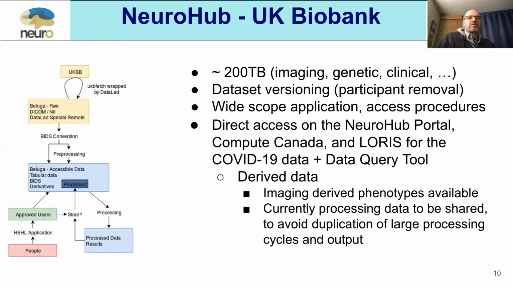That direct access we provide through the NeuroHub portal, but on the back end as well, we provide access to people who may use Compute Canada resources such as Beluga and other systems. And of course, through Loris, which is the prime location where the data is stored on the front end. With that, not only do we have the main data sets, but we also have derived data. We're processing this data continuously through various pipelines and putting these derived data samples back into the system.